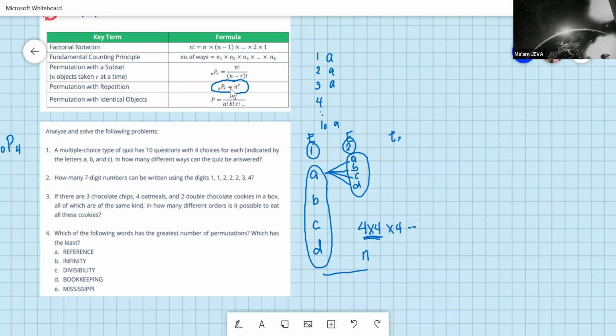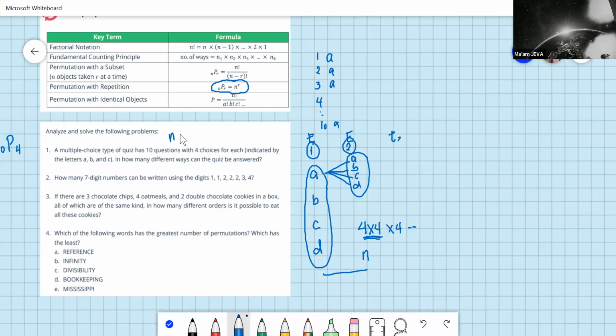So how do we get your nPr? Your N here is equal to 4, and your R here is equal to 10. So you have N raised to the power of R, which is 4 to the 10th. This is equal to 1,048,576. So the answer here is permutation with repetition.